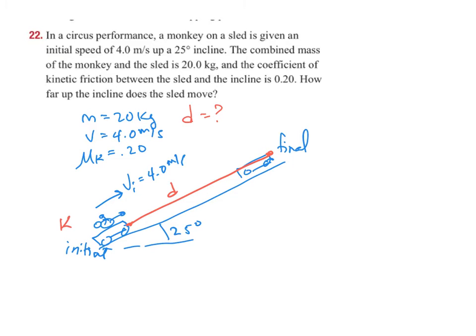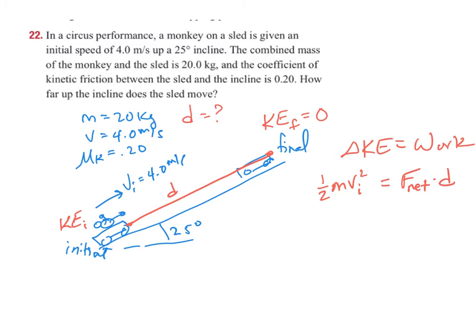He starts out with kinetic energy. So he has some initial kinetic energy. And at the end, all that kinetic energy is gone. Well, you remember the delta KE is equal to work. So we're going to figure out how much work was done. And the thing that's doing the work is friction. Okay, so you've got your 1/2 mv initial squared minus 0, or 0 minus that, because my final kinetic energy is 0. So my initial kinetic energy has to be equal to the F net times d.